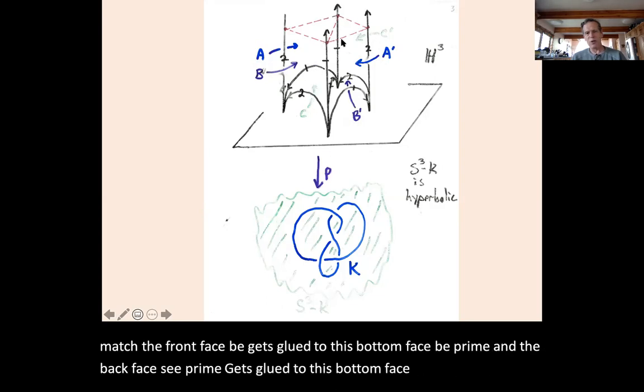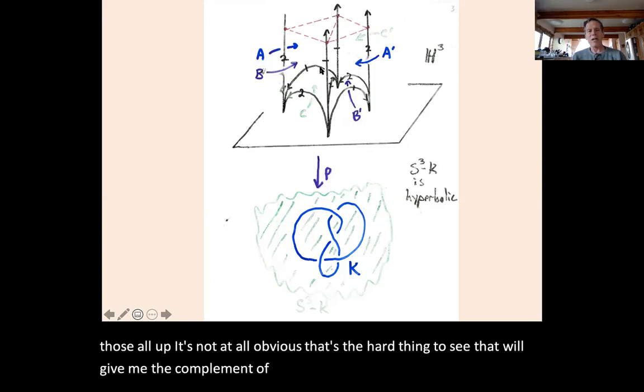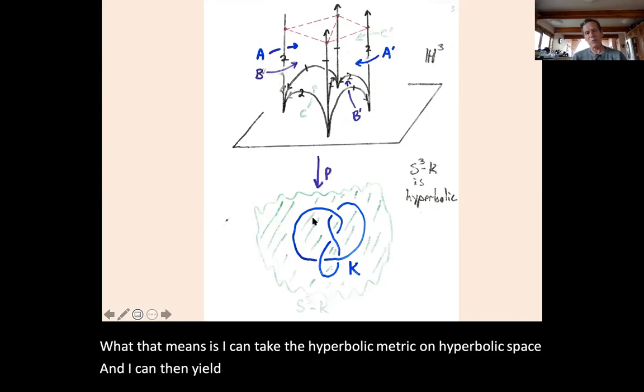And now if I glue those all up, it's not at all obvious. It's the hard thing to see. That will give me the complement of the figure 8 knot. What that means is I can take the hyperbolic metric on hyperbolic space, and I can then yield a metric for the complement of the figure 8 knot.